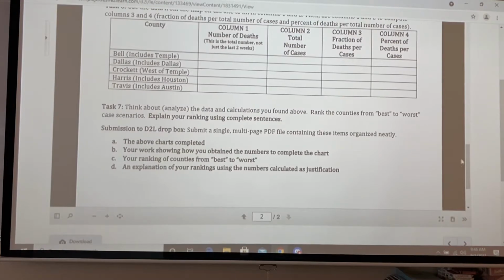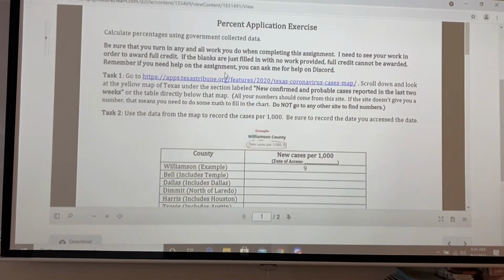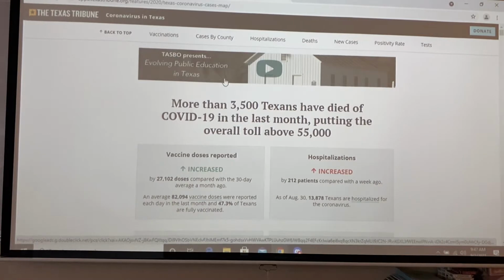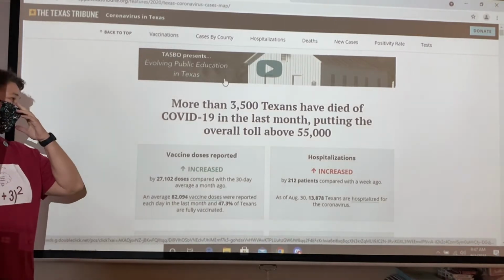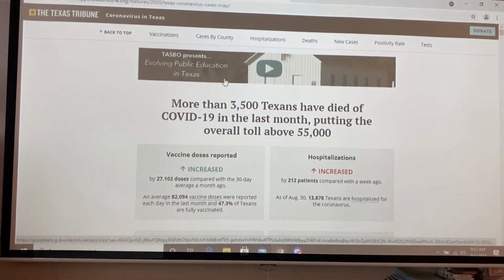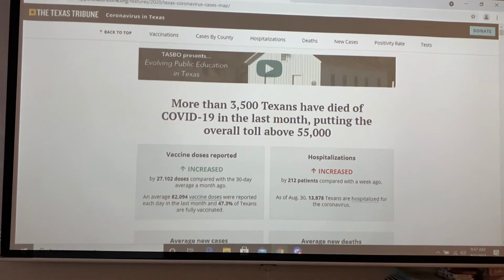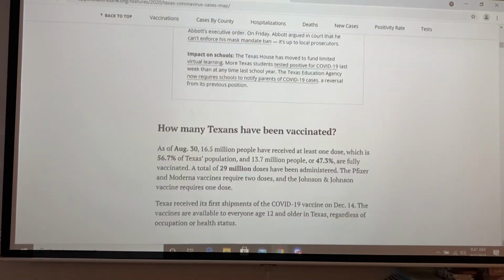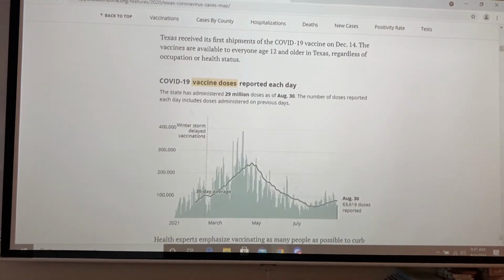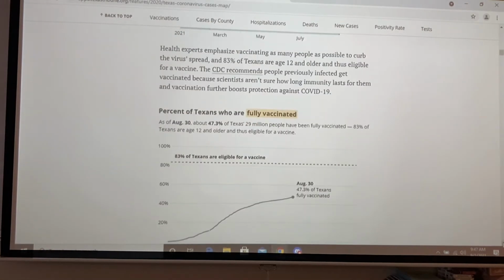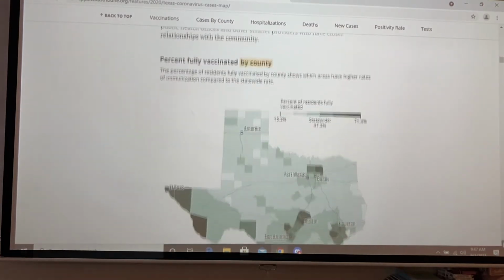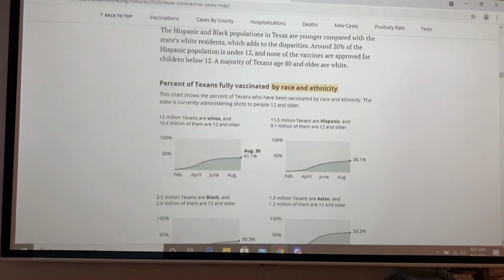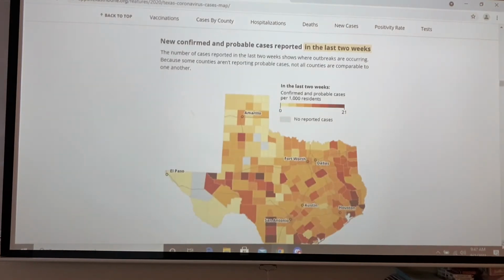And the first thing I'm going to do is go to this website. On this website, they've been tracking COVID from the very beginning, and we've got all kinds of information on here. So you can scroll down, and we can find all kinds of information, but the one you're going to need is the yellow map. They've got lots of different graphs, lots of different data that we can look at. But what we're interested in, there's vaccinated by county, and we want to know, so scroll way down to the yellow map, there it is.